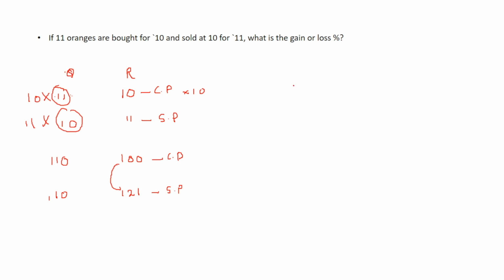How much you are gaining? 21 rupees you are gaining. And on what amount you are gaining? How much you need to expend in order to gain those 21 rupees? That is 100. So this comes out to be 21 by 100. So into 100, this comes out to be 21%. So the total gain is 21%.